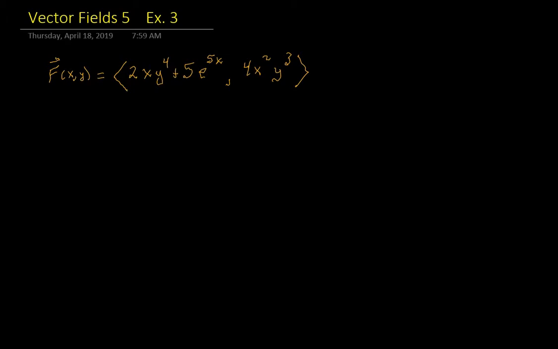Okay, now, so what we have in front of us is a vector field. It has two components. First component: 2x y to the fourth plus 5 e to the 5x. Second component is 4x squared y cubed. So we want to find out, is this a conservative vector field? And so we're going to take that test we just learned and put it to use in this first case where we don't know at the beginning if this is a conservative vector field or not.